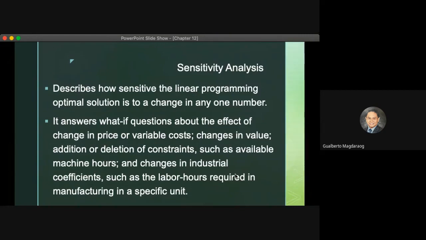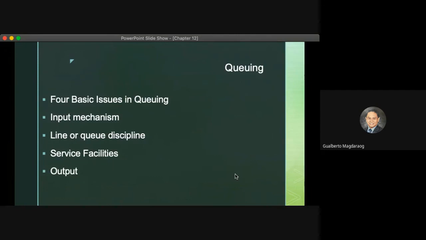Next is queuing theory. Queuing is a study of waiting lines. Even the logistics arrangement of a particular operation is also being studied, kasi po may effect yan sa productivity or the performance of the operation, yung logistics niya, the arrangement of the traffic flow, the arrangement of the servers, the arrangement of the facility has an impact or effect on the performance, both in financial and non-financial aspects.